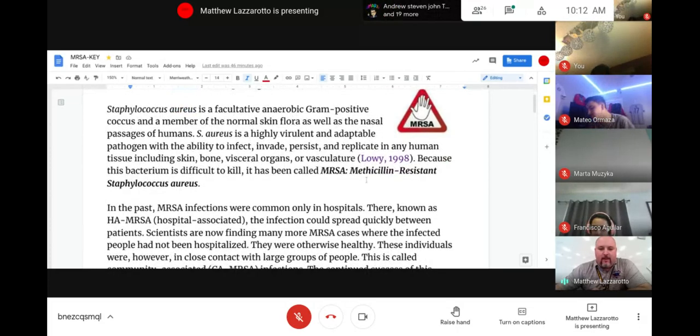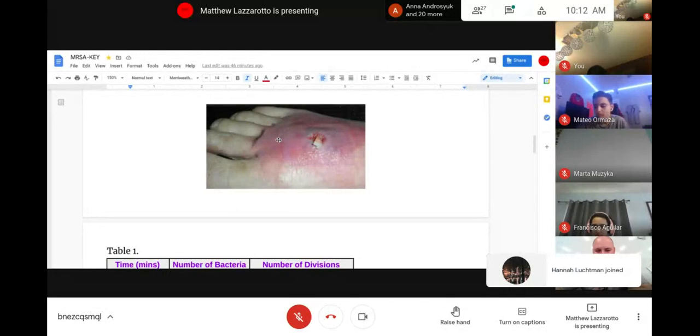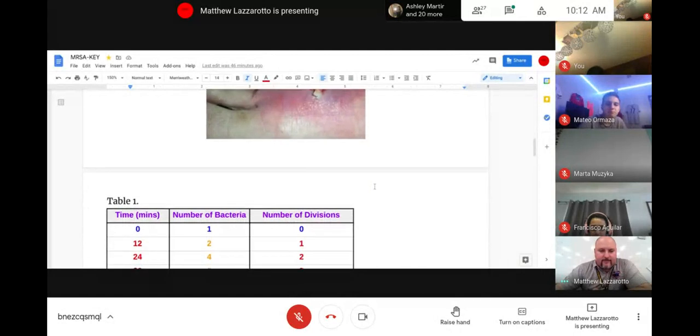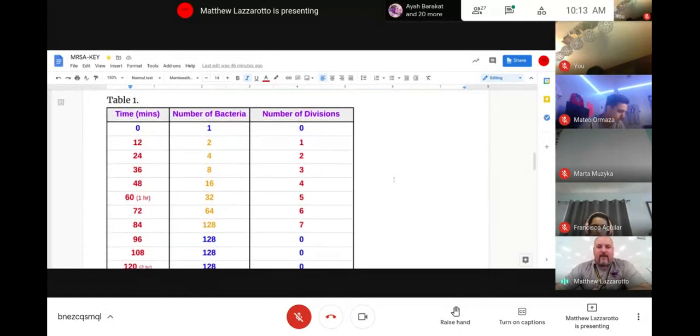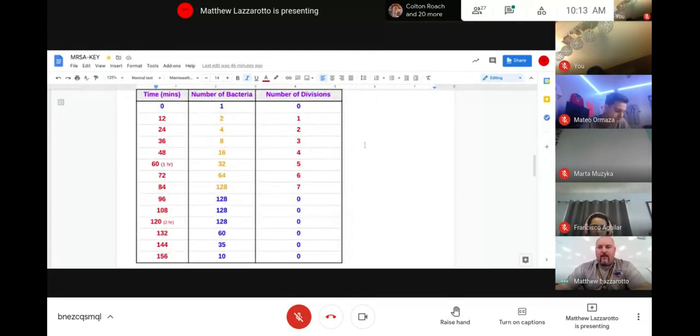We've got the Superbug homework. This is an example of how MRSA can spread through your skin and tissue. That's pretty nasty. Your table was given to you with information already inputted, right? So anything that was in blue on your data table was given by me. And then your job was to go ahead and fill in the rest of the table.